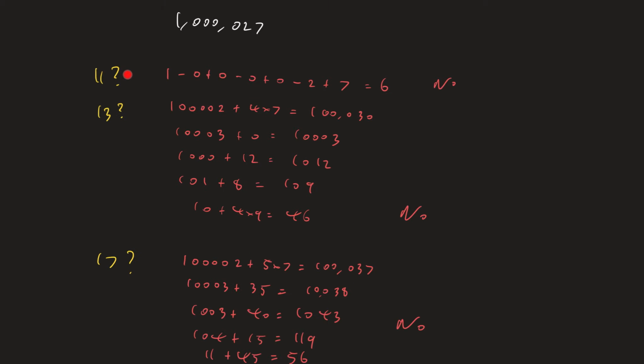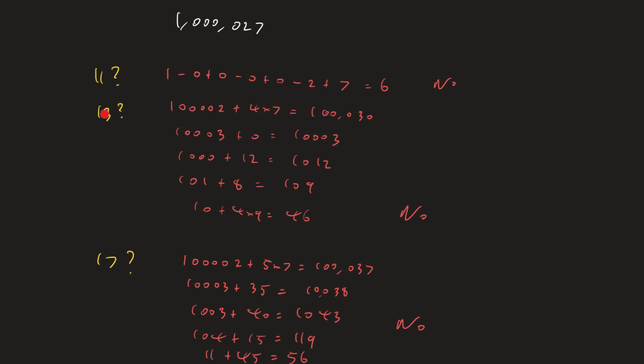To test for divisibility by 11, we are going to add, then subtract alternating digits. So we start with the first digit, which is a 1, then we subtract 0, add 0, subtract 0, add 0, subtract 2, add 7. We form this alternating sum of the digits. In this case we get 6. 6 is not divisible by 11, so therefore our original number is also not divisible by 11.